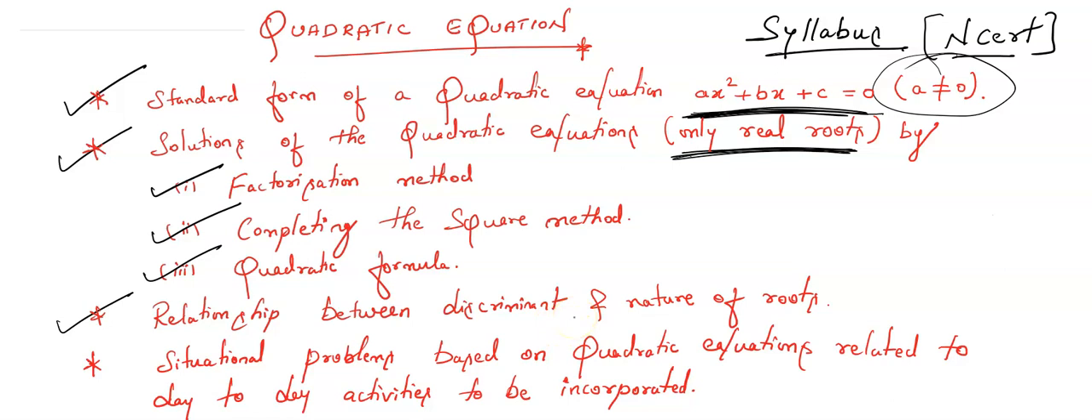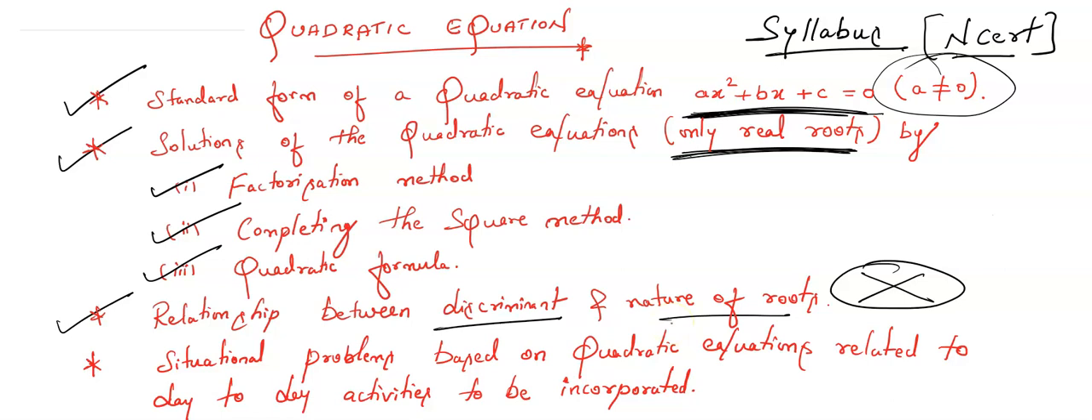Children, I will tell you one thing. In your textbook, they have not given any problems related to this relationship between discriminant and nature of the roots. We have discriminant we solve, nature of the roots we solve, but relationship they have not given.